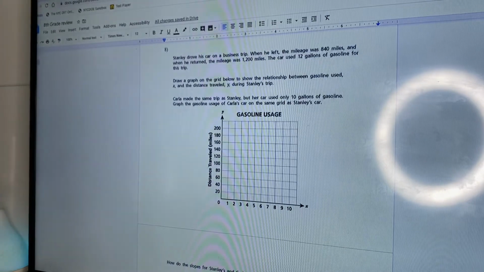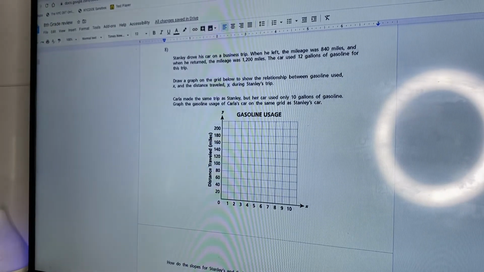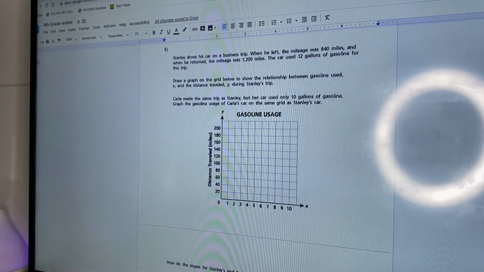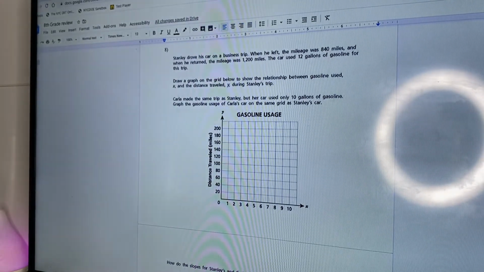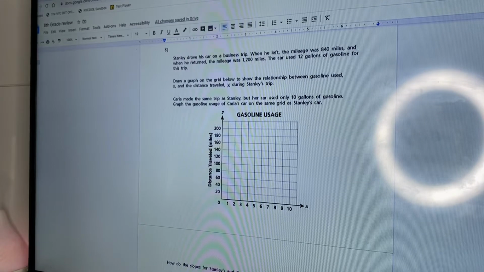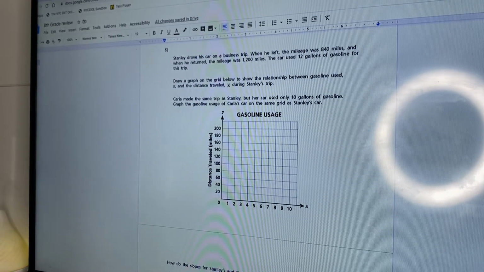Stanley drove his car on a business trip. When he left his house, the mileage was 840 miles, and when he returned, the mileage was 1,200 miles. The car used 12 gallons of gasoline for the trip. Draw a graph on the grid below to show the relationship between the gasoline used, x, and the distance traveled, y, during Stanley's trip. Carla made the same trip as Stanley, but her car used only 10 gallons of gasoline. Graph the gasoline usage of Carla's car on the same grid as Stanley's car.